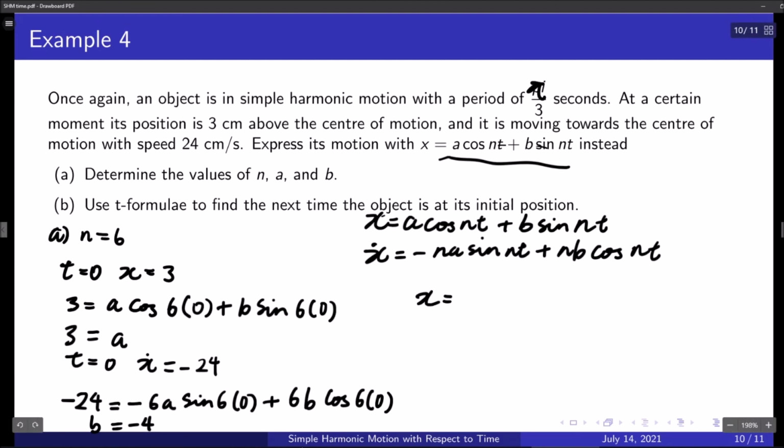x equals 3 cosine 6t minus 4 sine 6t, and that's our equation in this format. Yeah. And then next one, the one convenient thing about writing in this cosine and sine format is that you can use your half angle substitutions relatively easily.